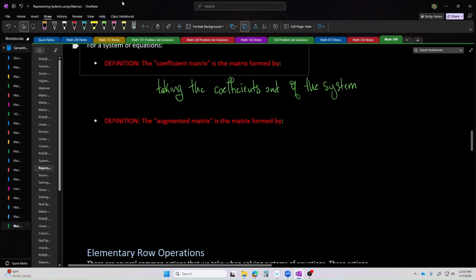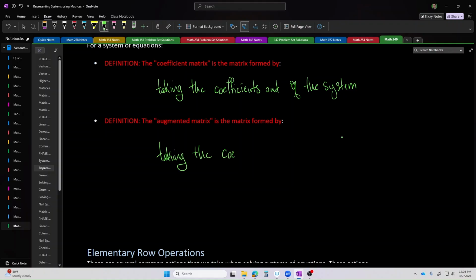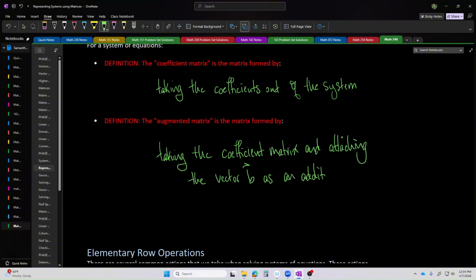Another piece of terminology that we will often be referring to in the next several lessons as we discuss this process is what's called the augmented matrix. The augmented matrix is the matrix formed by taking the coefficient matrix and attaching the vector b as an additional column on the right.